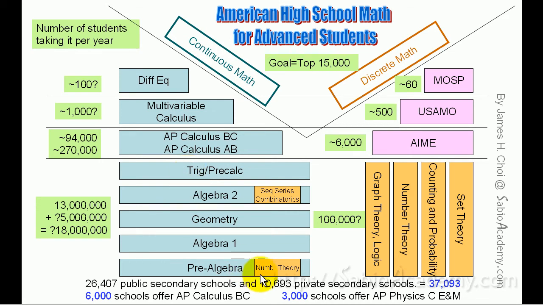One was when you studied number theory in pre-algebra. Divisibility by 3, is it an even or odd number? Those things are discrete math. And also you had a taste of discrete math when you studied sequences and series, combinatorics, and probability. Those are also discrete math. But by and large, school math is continuous math.